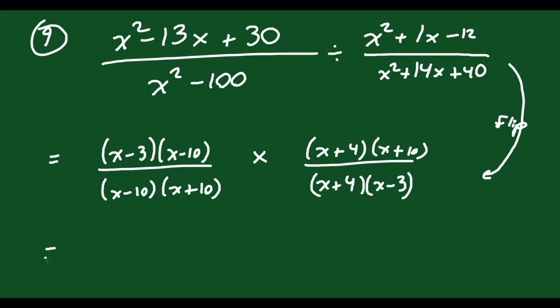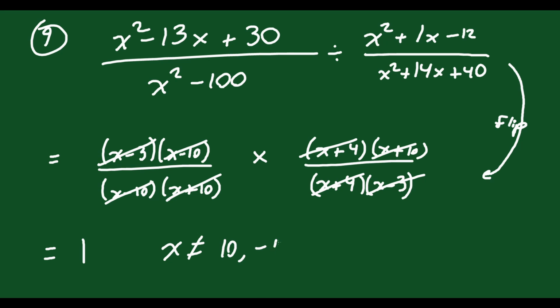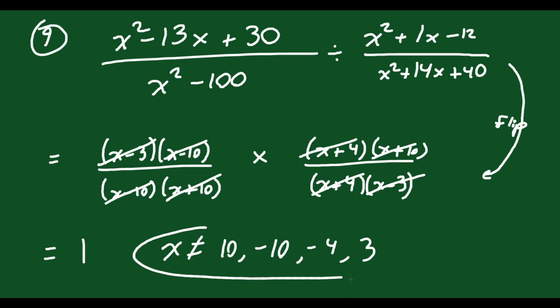Now we just start canceling things out, right? X minus 3, x minus 3, x plus 4, x plus 4, x plus 10, x plus 10, x minus 10, x minus 10. And the answer you get is just 1, right? If everything cancels, if everything divides, you're just left with 1. Now you do have some restrictions, right? X cannot equal 10, negative 4, or 3.